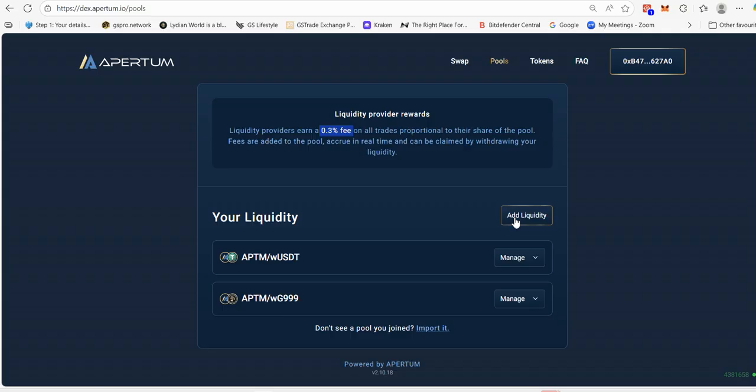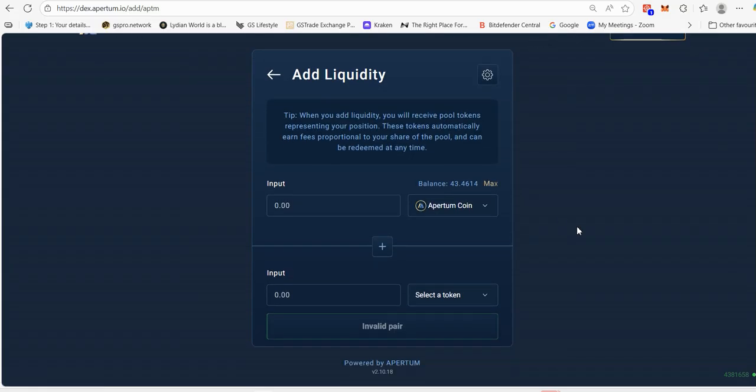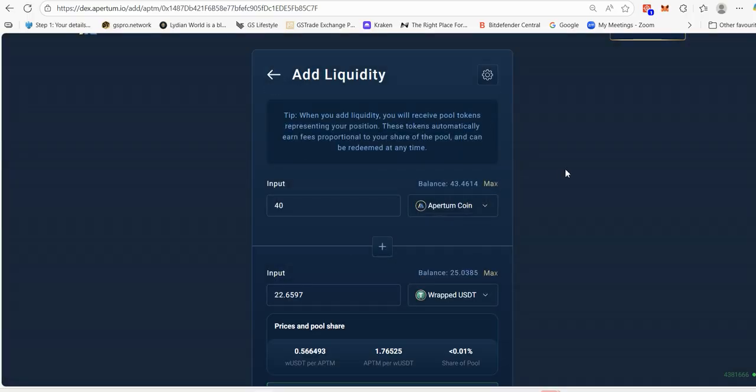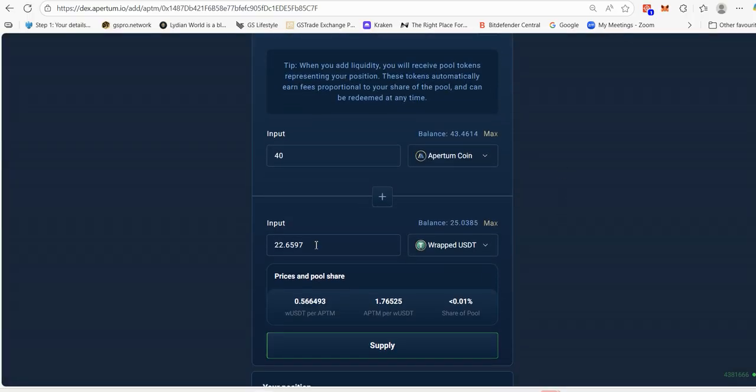So I'm going to click add liquidity, and I am going to add some Pertum, which I've mined, right? Let's do, say, 40. I've got 43 available, so I can do 40. Let's see if I have enough USDT. Have I? Let's see. Yeah, I've got 25, so I can do this. I'm going to add this to the liquidity pool.